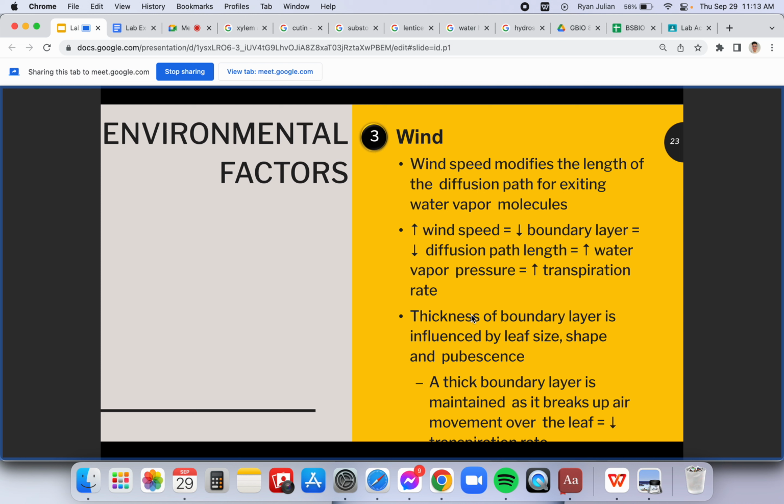On the other hand, thickness of boundary layer is influenced by leaf size, shape, and pubescence. Lastly, a thick boundary layer is maintained as it breaks up air movement over the leaf, which can lead to a low transpiration rate.